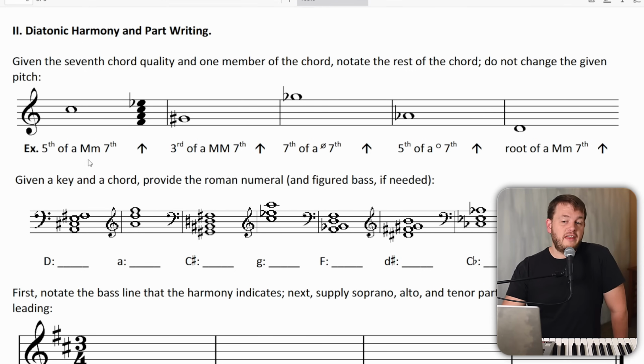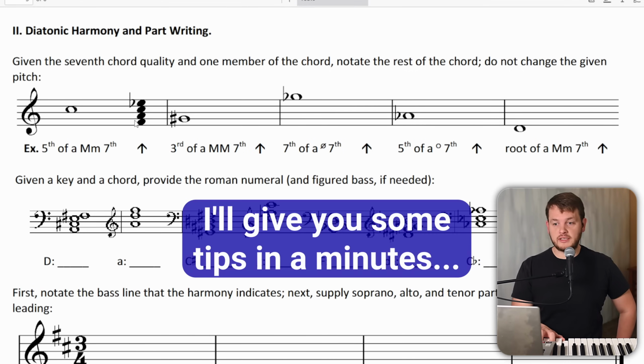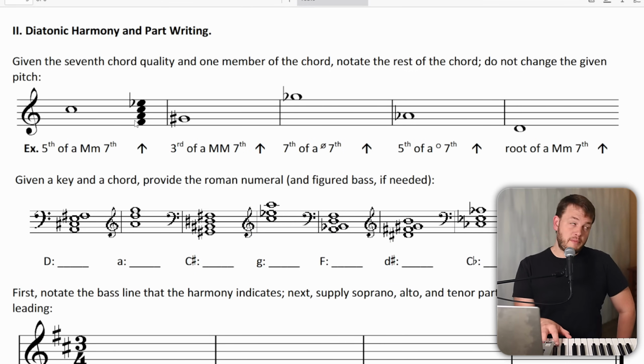So up here we have the fifth of a major minor 7th chord, a dominant 7th chord is C. So you have to kind of figure out the chord around it. If you're just totally lost here, this could be pretty tricky. But the next one, for example, says G sharp is the third of a major 7th chord. So it's going to be an E major 7th chord, E, G sharp, B, D sharp.